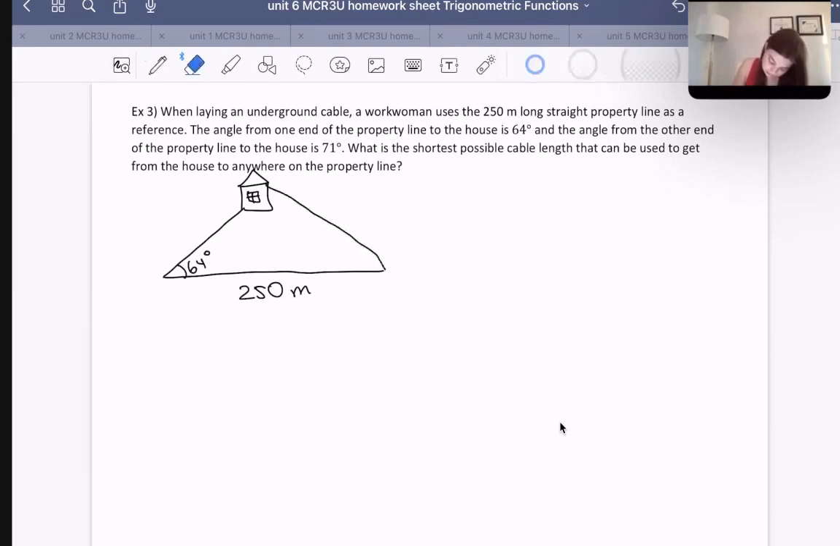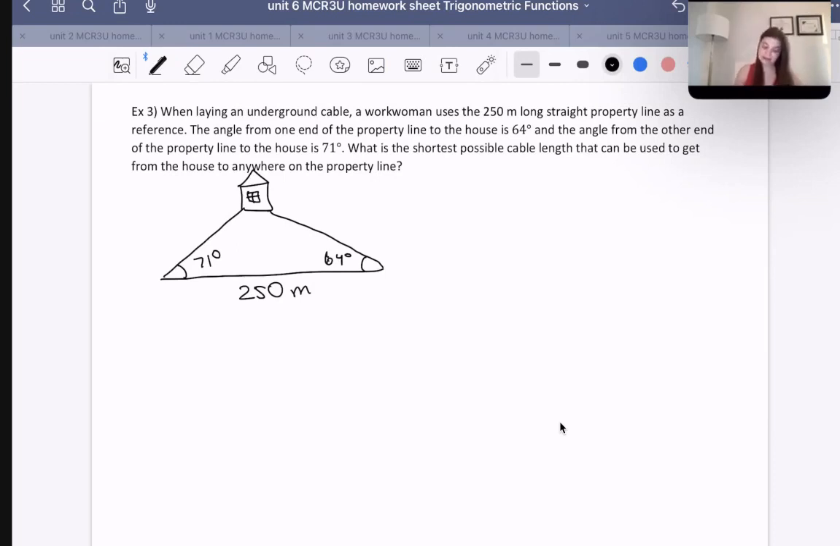No, that's not really right. You know what? Let's try to make this a little more to scale and say this one is going to be the 71 degrees, and this one 64 degrees, because this one is a bit smaller, so let's try to make it somewhat good.